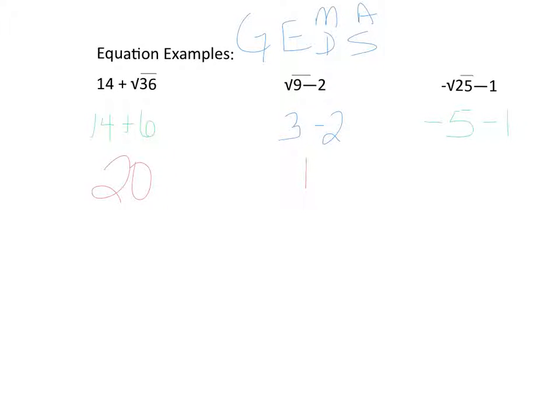We have negative 5 minus 1. If we add the opposite, it becomes negative 5 plus negative 1 equals negative 6. The signs are the same, so we add and then we keep the same sign. Negative 6. That is how you solve any equation or expressions with radical symbols.